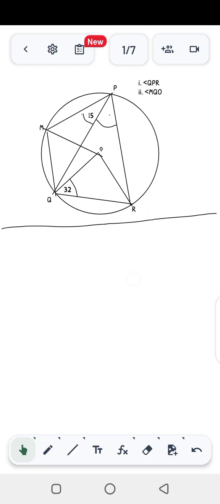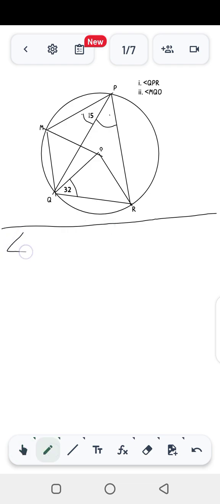Alright, so let's go. Now we want to use the triangle QOR to find the angle, because angle QOR is inside the triangle OQR. Triangle OQR is an isosceles triangle because two sides are equal. A line from the center to any part of the circle is a radius, so these are equal in length. Therefore, the two base angles are equal. So angle OQR, which is 32, is the same as angle ORQ, which will also be 32.